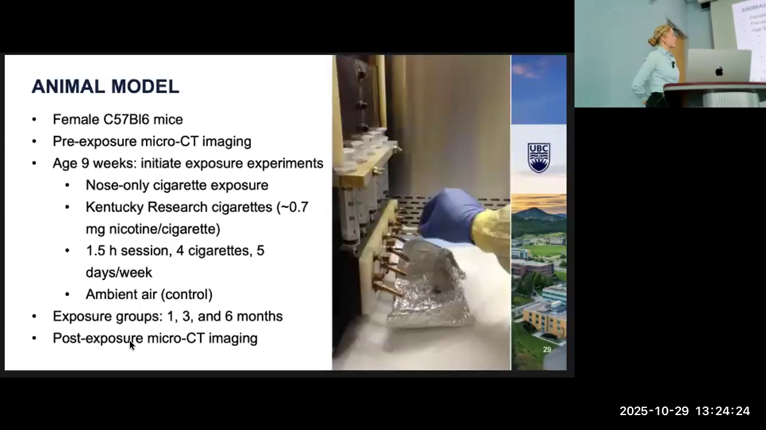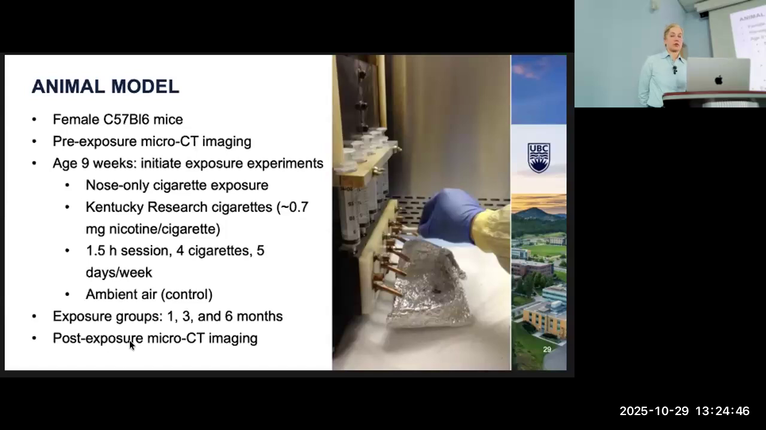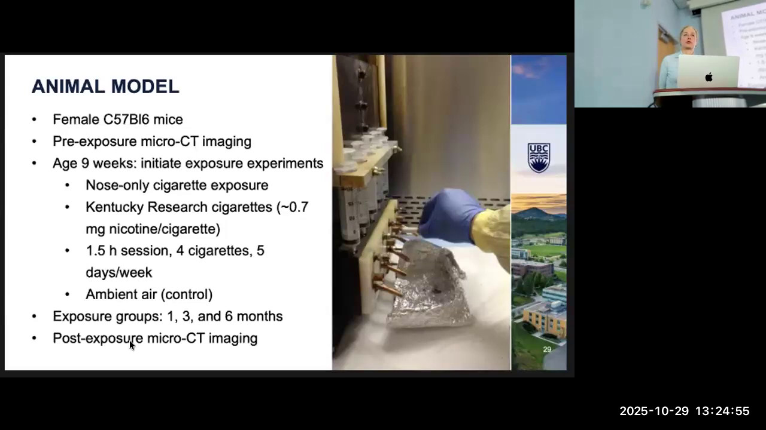So we used mice. So we exposed female mice. We chose female mice because in both patients and in mice, the COPD is more severe in females than males, even for the same exposure to cigarettes. So we decided to pick the harder hit group because we're more likely to be able to see changes at earlier stages if it's more severe. And then we did imaging pre-exposure and post-exposure.